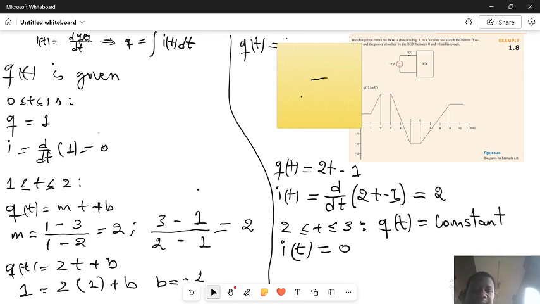Now I have to determine the value of q from 3 to 4. But if we look at it, from 4 to 5 is the same straight line. So I don't need to find the charge from 3 to 4. I can directly go from the time 3 to 5.